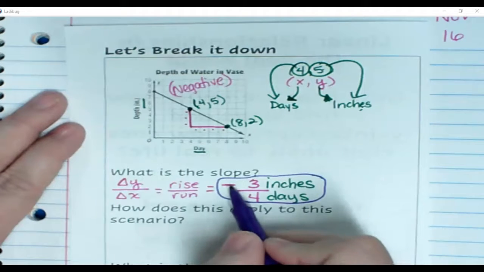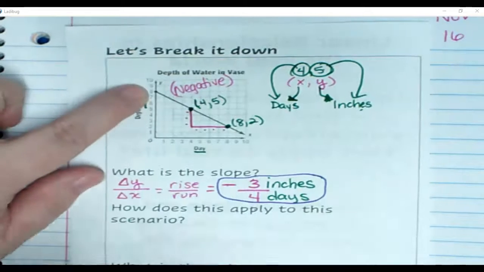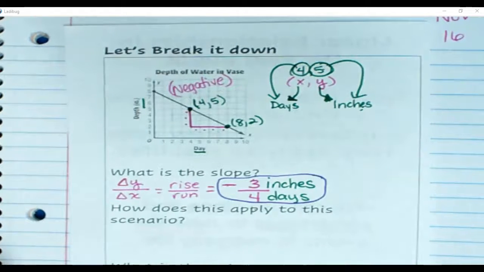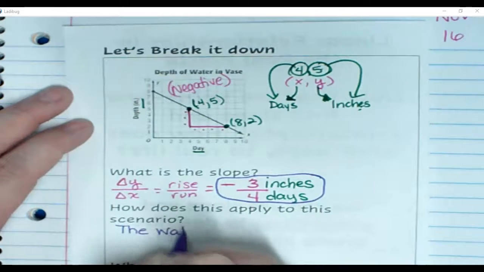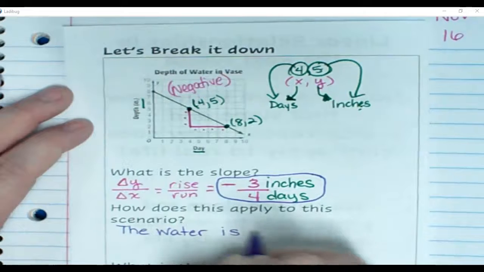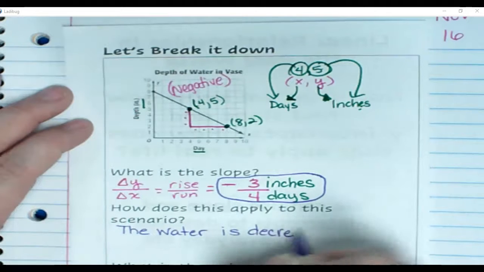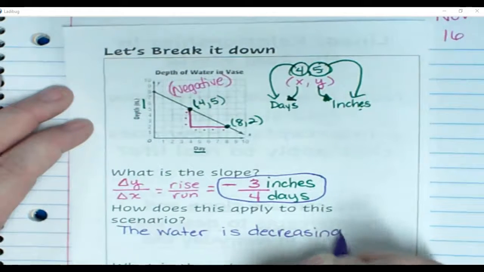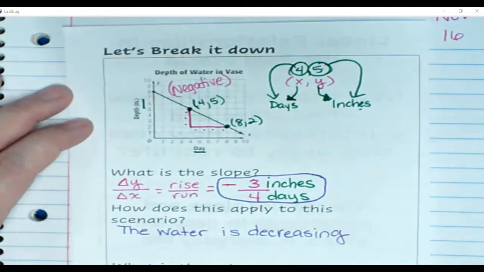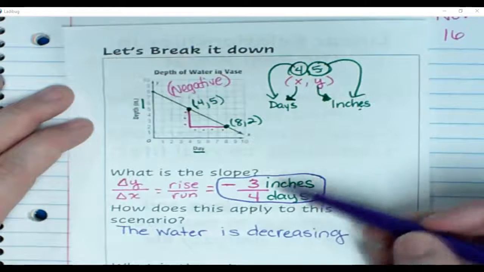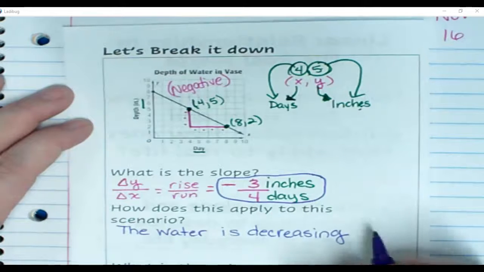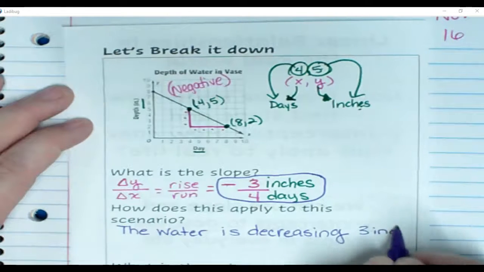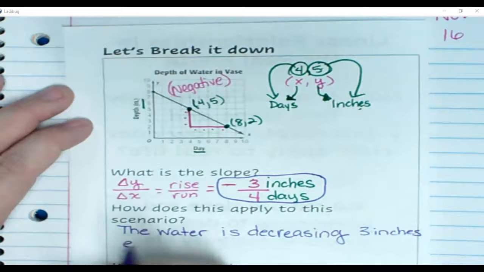Well, negative, what does that mean? Is the water in my vase going up or going down? Right, negatives go down. So we could say the water is decreasing. Or you could even say the water is going down. Well, at what rate? Well, we found that right here, the slope, the rate of change: 3 inches every 4 days.